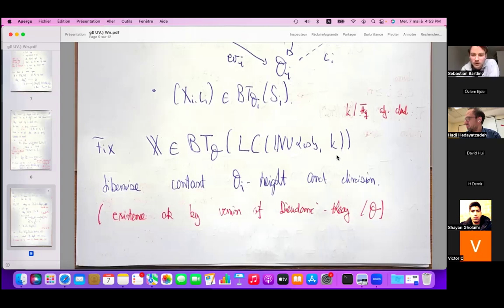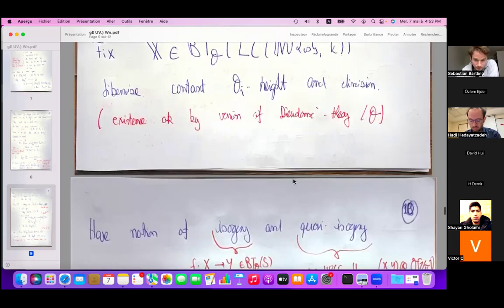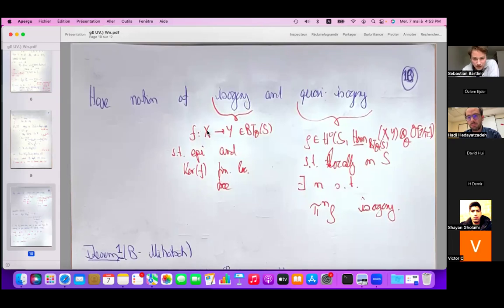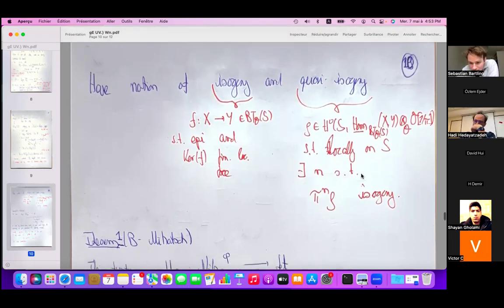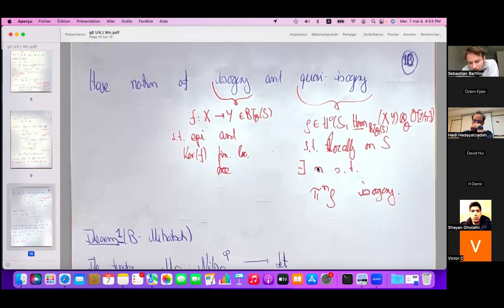We also have a version of Lubin-Tate theory, which is another way to say that these things exist. Okay, so now we can fix this, and then we define the notion of isogeny. An isogeny is an epimorphism such that the kernel is finite locally free. And here's the definition of a quasi-isogeny. It's a global section of the Hom sheaf, but I invert pi. And locally, I want that I find a number n such that pi to the n times rho is an isogeny.